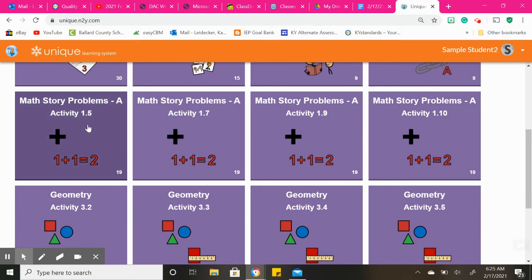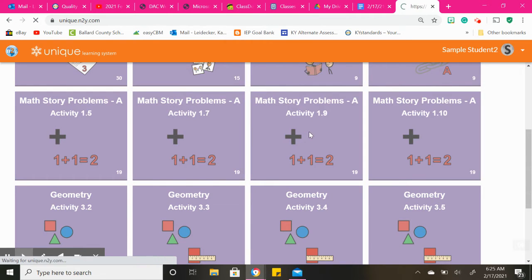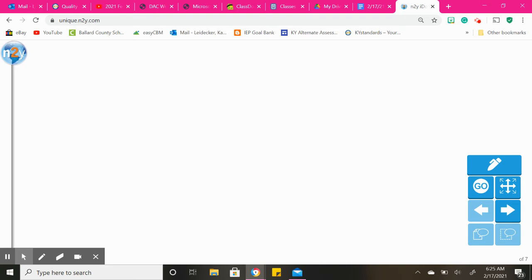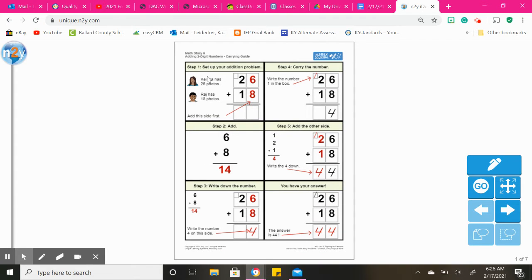Now for math, these 4 boxes here are going to be adding. You're going to be adding with and without carrying. I want to do one of these with you. So when we carry, we need to set up the addition problem. Then we're going to add.